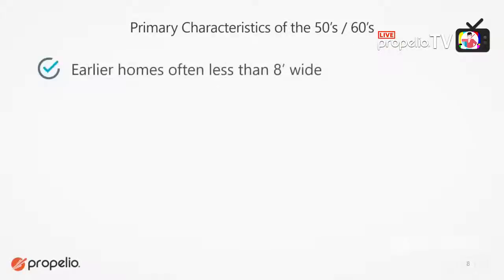So we're going to go through and help figure these types of things out. Is my home built in the 50s, 60s, 70s, 80s? And if I'm driving through the park, I can get an idea of what these people are going to allow in. Primary characteristics of the 50s and 60s.